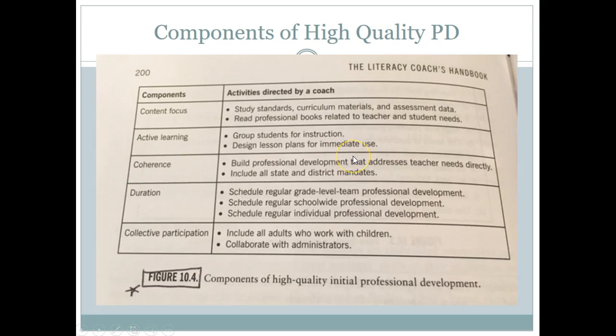Coherence. So the professional development should address teacher needs directly, and it should also include any state and district mandates. So, we shouldn't be hopping from topic to topic, but doing a really deep study of one topic throughout the year, which should lend itself to any state and district mandates.